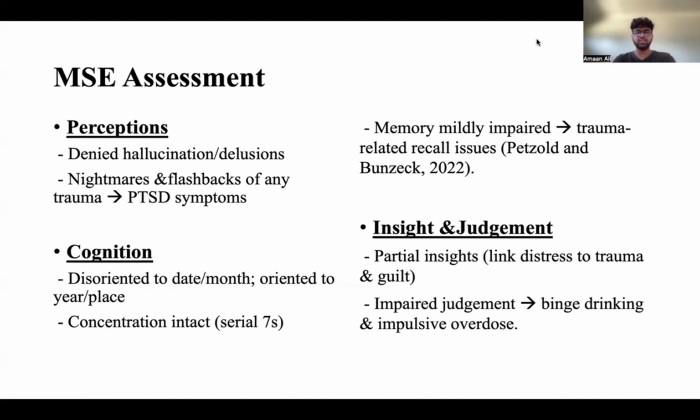In terms of his cognition, Jake was disoriented to the date and month, although he managed to correctly identify the year and where he was in that moment. His concentration was intact as shown when he successfully performed the serial sevens task. His memory was slightly impaired as he was struggling to recall some events, but he still recalled his traumatic experience.